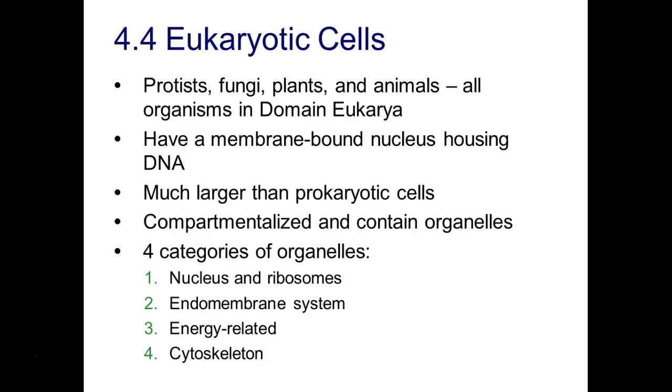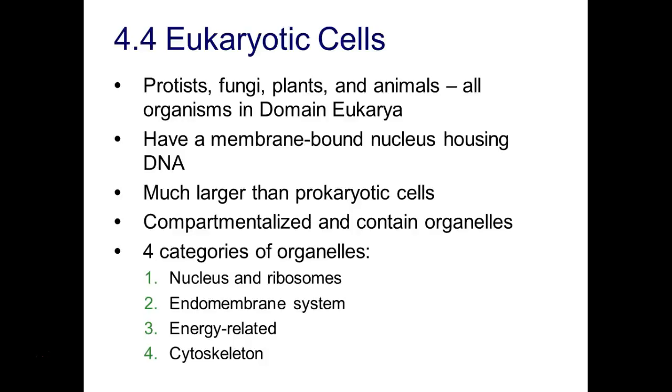Eukaryotic cells have a membrane-bound nucleus that houses the DNA. They are much larger than prokaryotic cells, although there are a few exceptions to the rule. Get used to it. In biology, you're always going to find an exception to the rule. These cells are what we call compartmentalized. In other words, they have compartments inside them, and that's why they can get larger, because specialized activities will go on in certain areas of the cell.